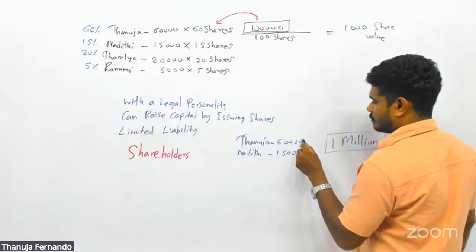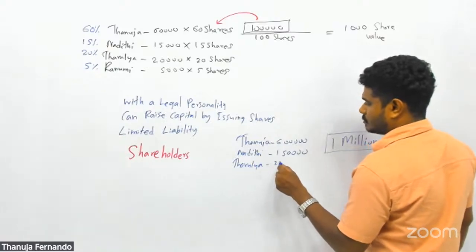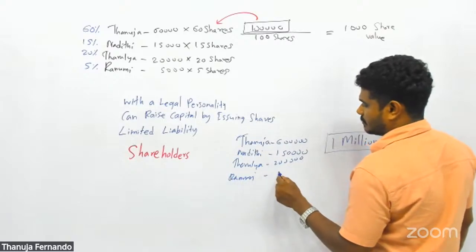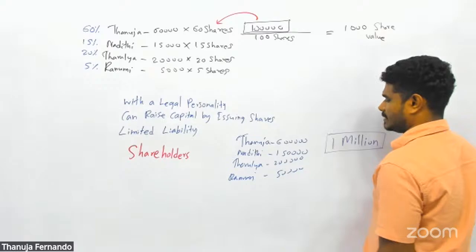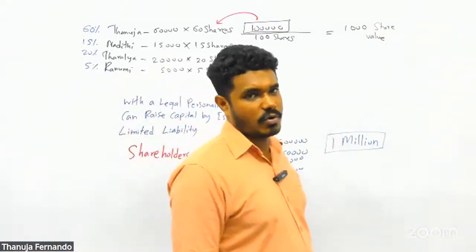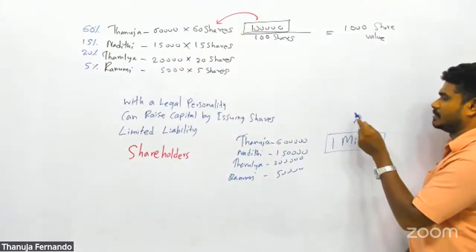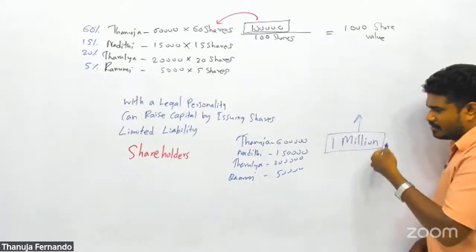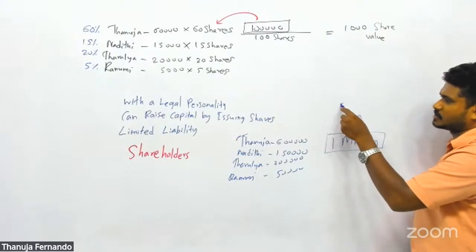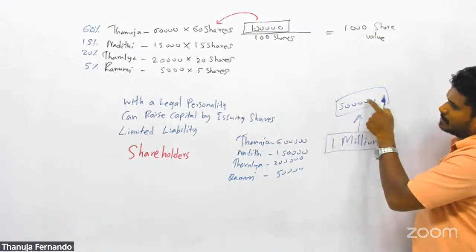And Tarulya, 200,000. Then Ramani, 50,000. We can divide this profit like this, or we can keep a certain percentage as an investment. We have to reinvest. Of the 1 million, I'm going to write no problem, 500,000, 5 lakhs. Let's reinvest that into the business.